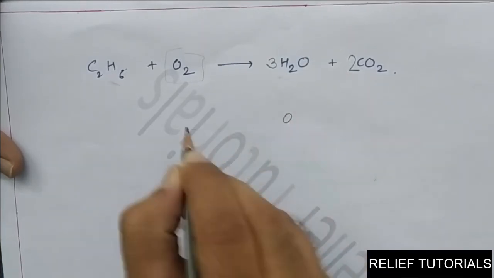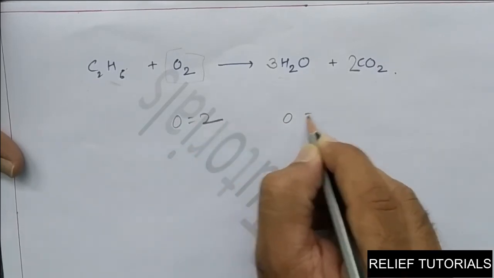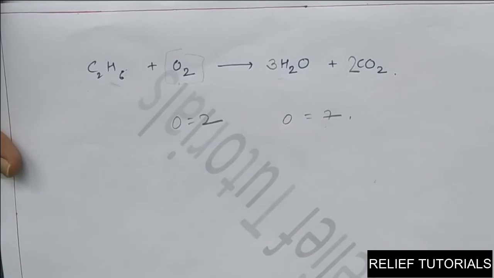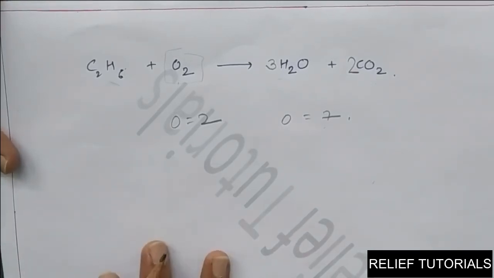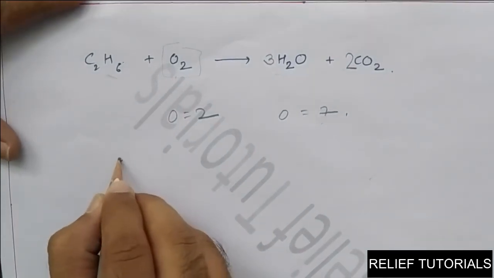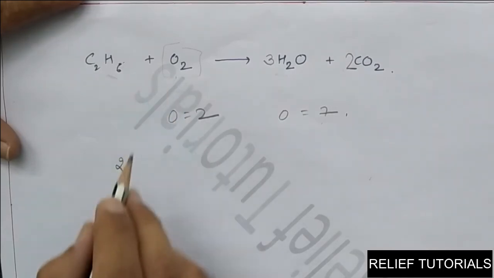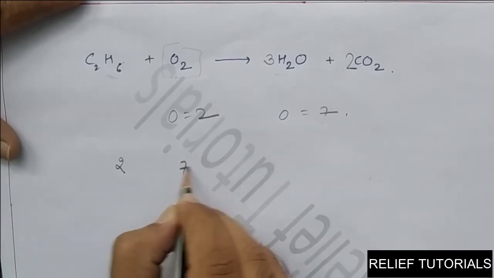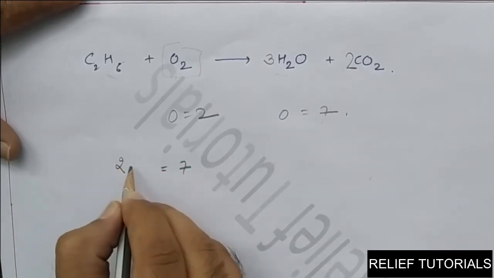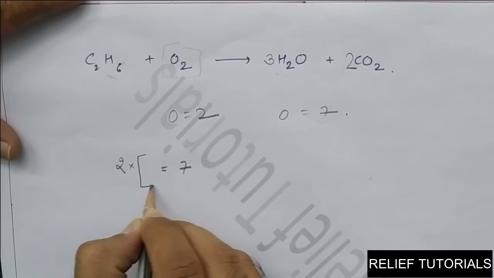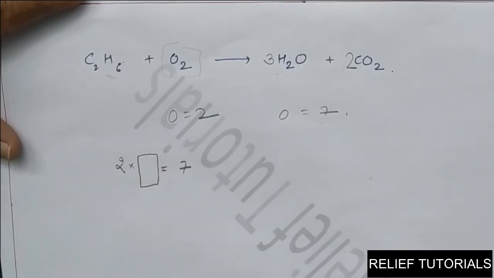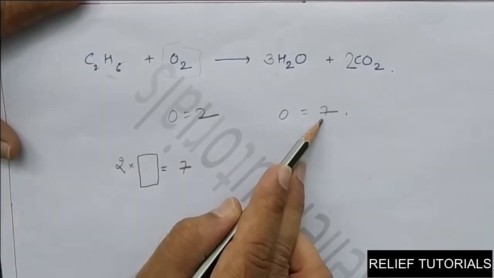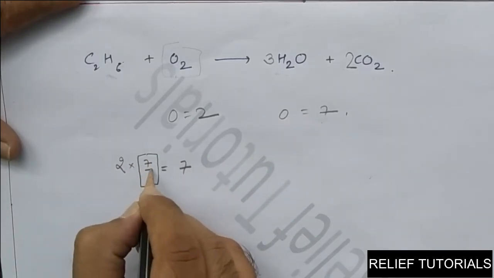So the question is, here oxygen is 2 and here oxygen is 7. So how can you make 2 into 7? You can make it by using mathematical properties. See, 2 is here. Which number should be multiplied by 2 so that we get the answer 7? Because here we have 2 oxygens and we want to make it 7. So one number is 7 by 2.